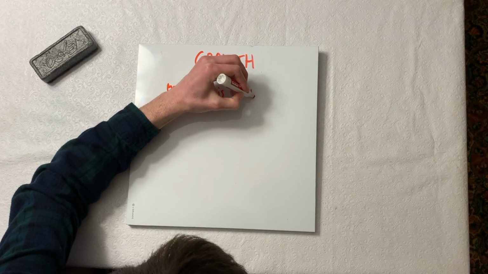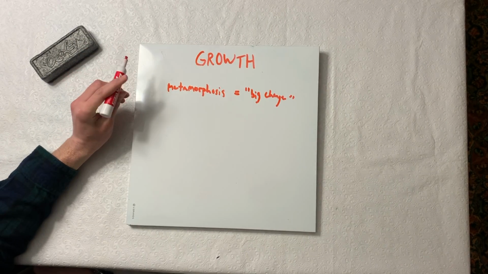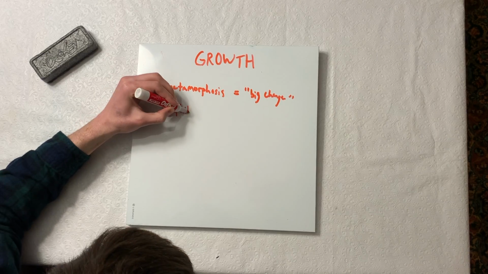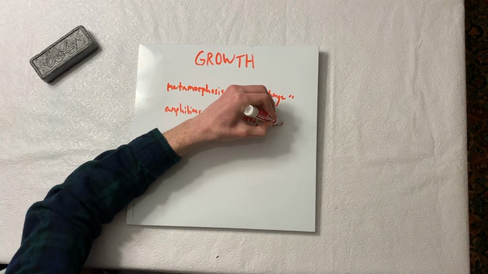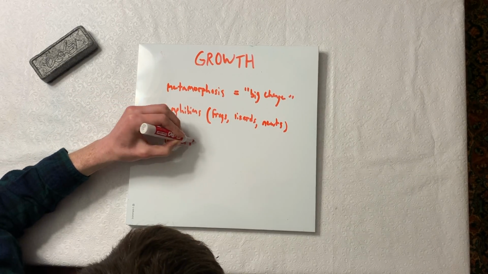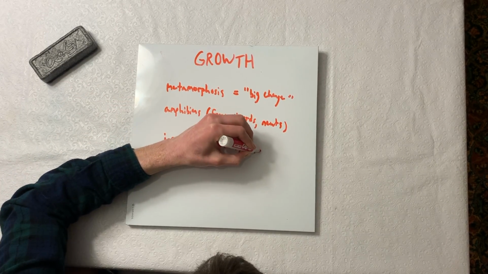When an animal goes through a massive change of its body, like a frog going from a tadpole to an adult frog, for example, this is called metamorphosis. It happens for types of amphibians as well as types of insects.